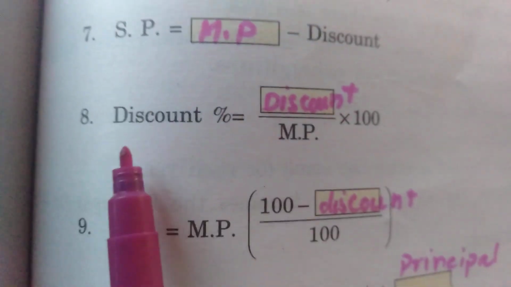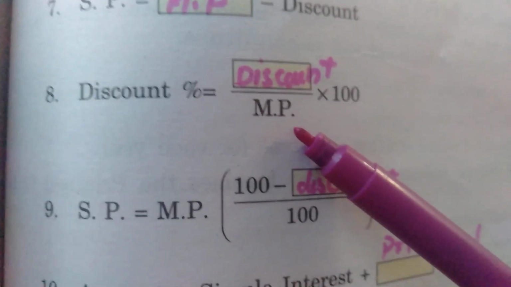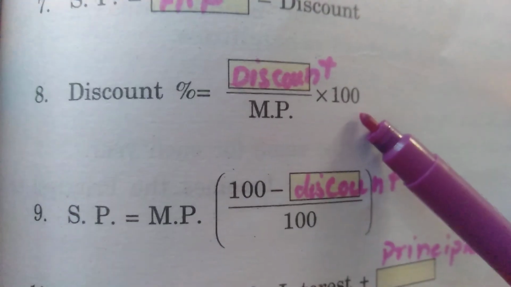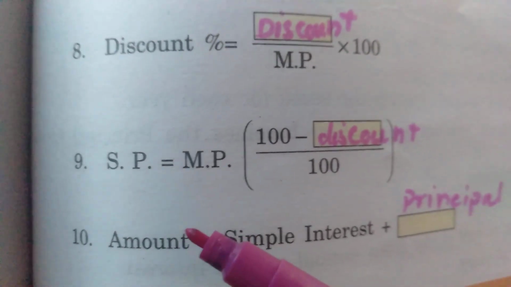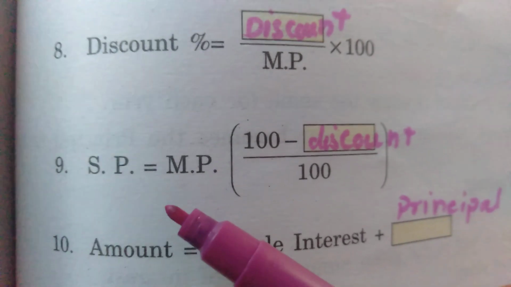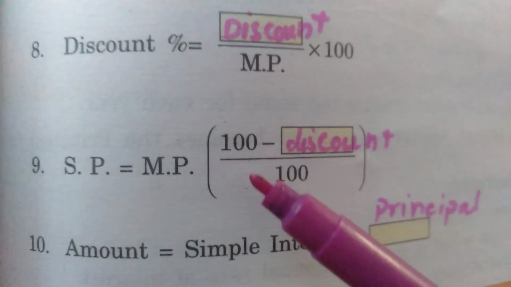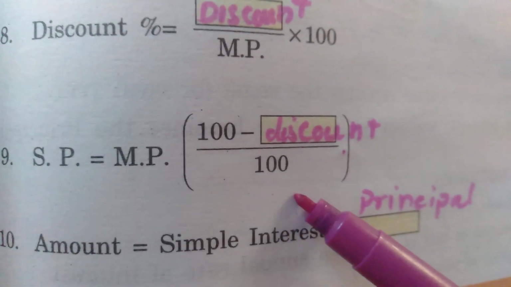Then the discount percent. Discount percent is, as the discount is always calculated on the market price. So this is discount upon MP into 100. Then selling price is calculated in terms of the market price and discount, we calculate it in this way: market price multiplied by 100 minus discount, whatever discount is given, upon 100.